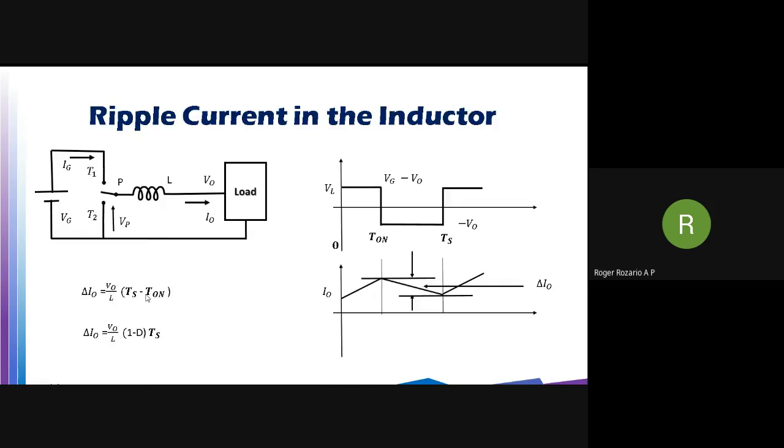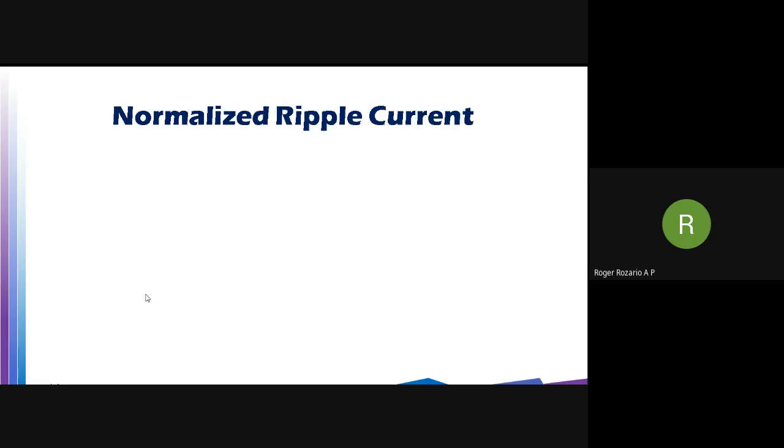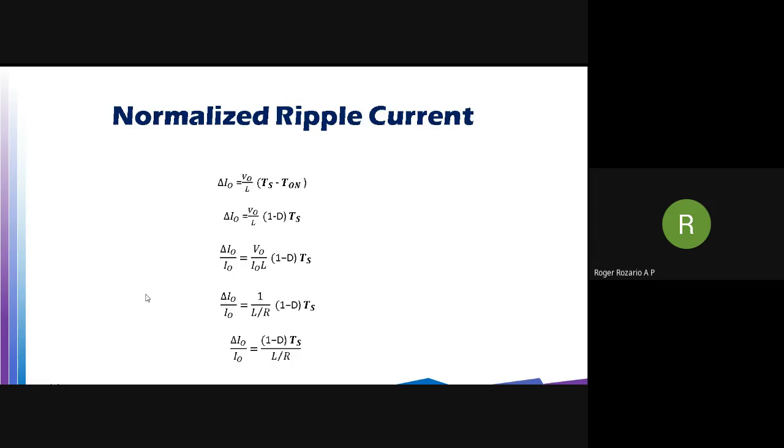We didn't stop with finding the ripple current del I naught. We normalized this ripple current with respect to I naught, finding the ratio of del I naught to I naught. It came out to be 1 minus D into Ts divided by the circuit time constant L by R. The ratio of del I naught by I naught is called the normalized ripple current.